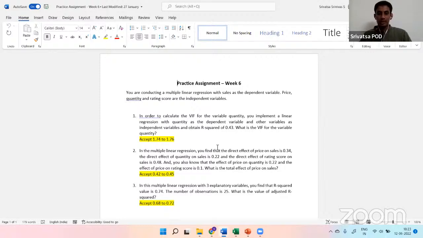So now the direct effect of price on sales is directly captured by this 0.34, and the indirect effect of price on sales has to be captured by the paths. So price affects quantity, then quantity affects sales. Similarly, price affects rating score, and rating score then affects sales. So if you can capture these indirect effects and sum it up with the direct effect, you can obtain the total effect of price on sales. Okay, that is what we do here.